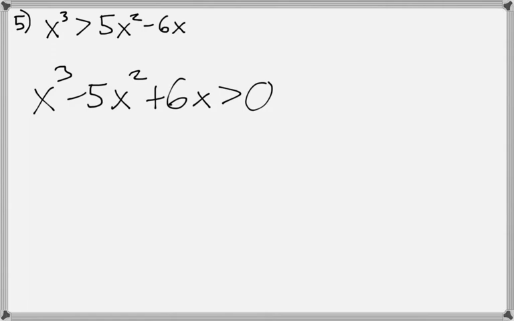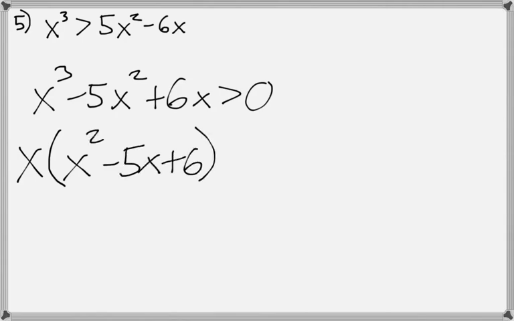We should always try to take out a GCF first if possible. And x is common to all three terms here. So I'm going to factor out an x, leaving me with x squared minus 5x plus 6. And then I can factor that trinomial.